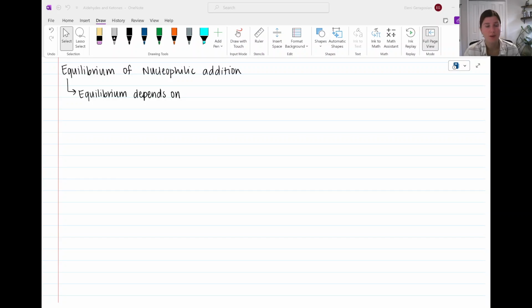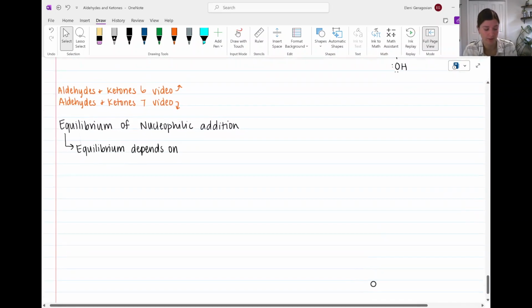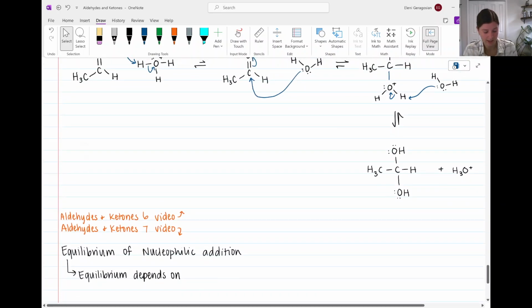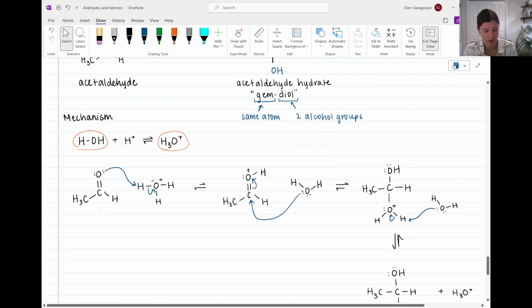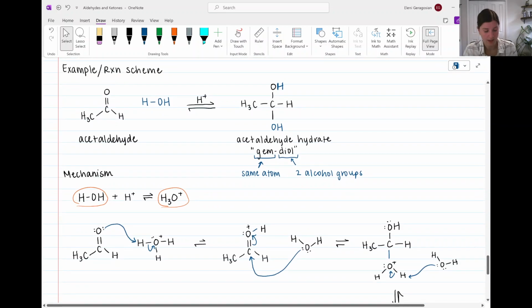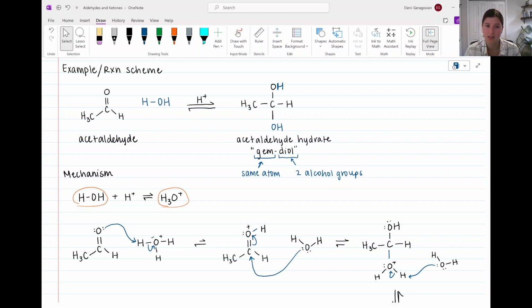Here we'll talk about the equilibrium of nucleophilic addition reactions, and we'll discuss the reaction that was covered in the previous video. So in the aldehyde and ketone 6 video, we take an aldehyde or a ketone. In this example, we used an aldehyde. We added water with an acid, so an acidic solution, and we form a gem diol. So an OH group is added to the carbonyl carbon.